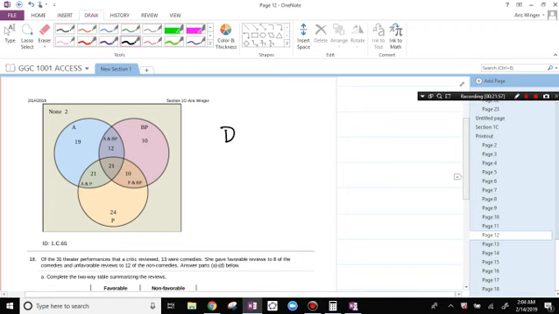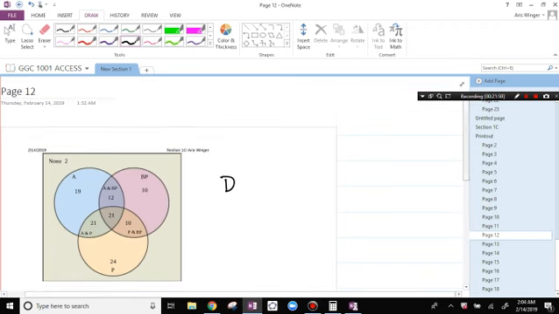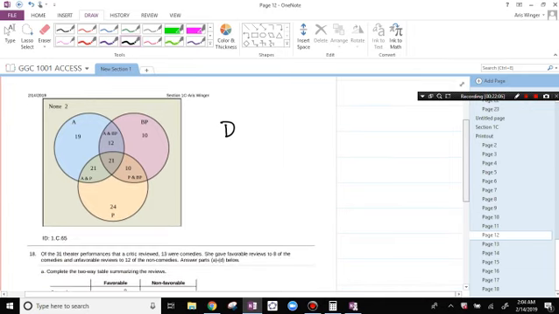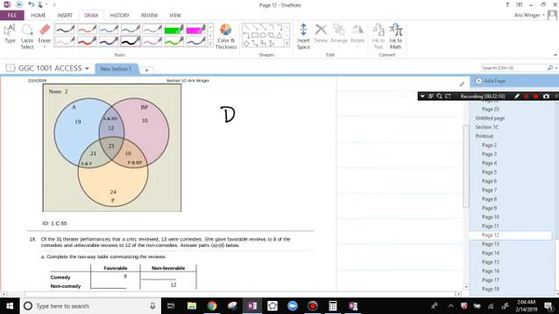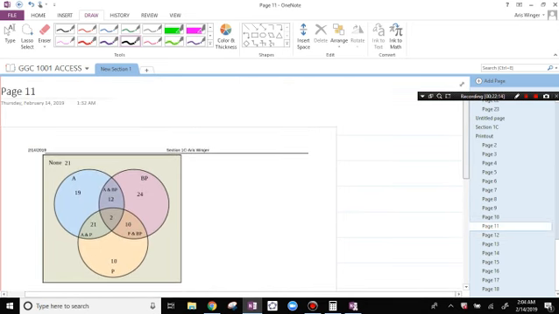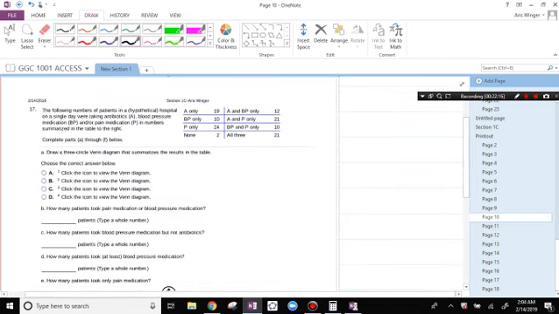Let's answer some of these questions. Here. Let's go back up. Answer some of these. All right. So this one is D. How many patients took pain medication or blood pressure?